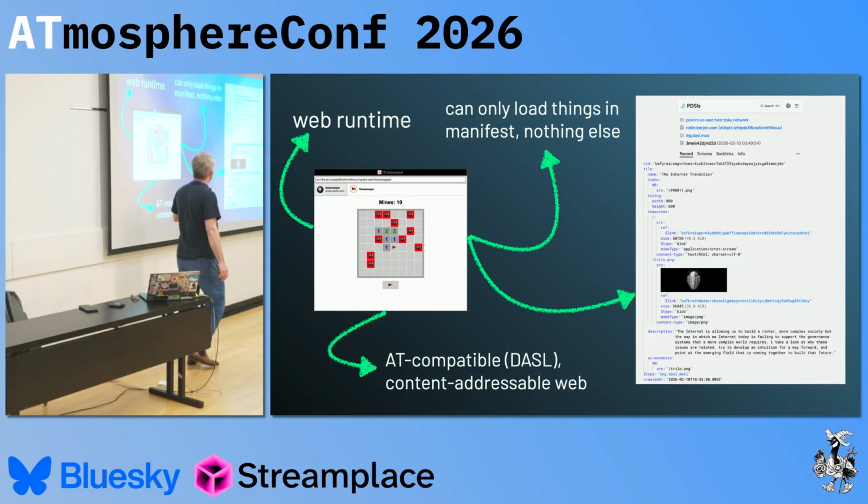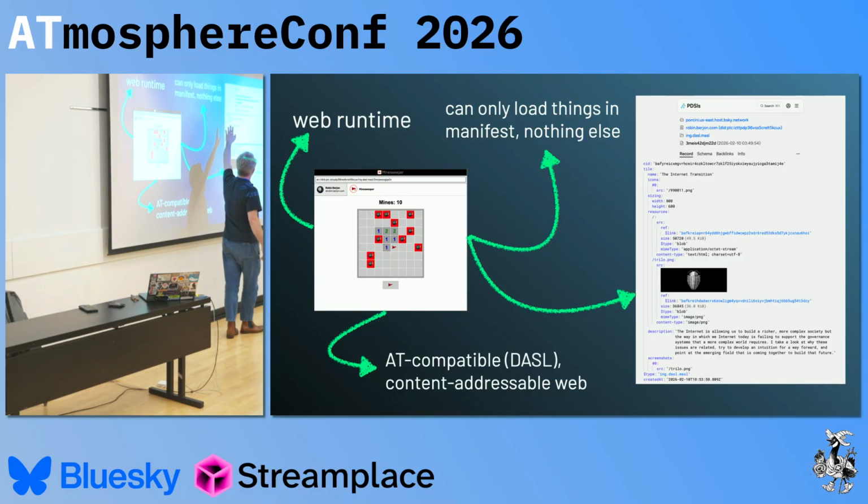If we look at this, it's a PDSLS of a tile that was published on AT Proto. Most of the fields are pretty straightforward. If you've seen Web App Manifest, it's straight out of Web App Manifest: there's an icon, there's a name, there's a description.